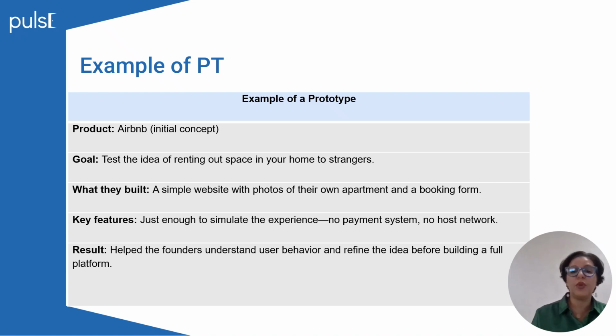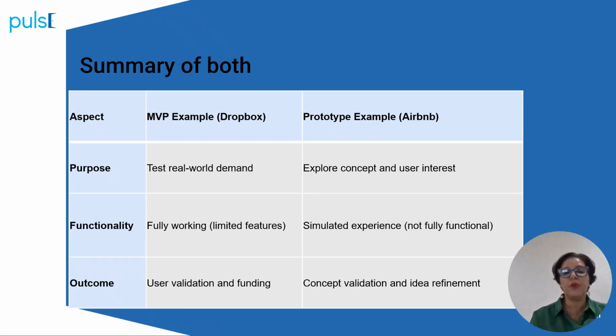So we got an example. We were exposed to an example of each. Then we'll move on to a follow-up of the example that I mentioned for the Lean Startup and the Lean Canvas. To summarize both of them, we have the aspects, the purpose, and the functionality of each.